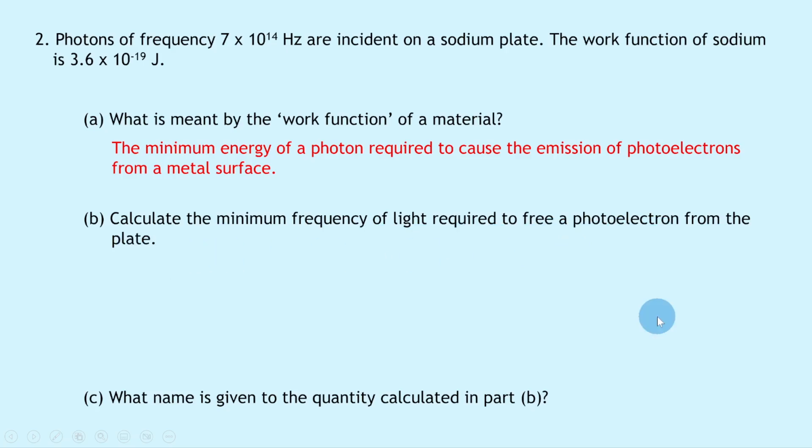Well, writing down what we know from the question here, we're trying to find f0. We know that h, Planck's constant, is 6.63 times 10 to the minus 34 joule seconds from the datasheet, and the work function is 3.6 times 10 to the minus 19 joules, which we were told in the question.